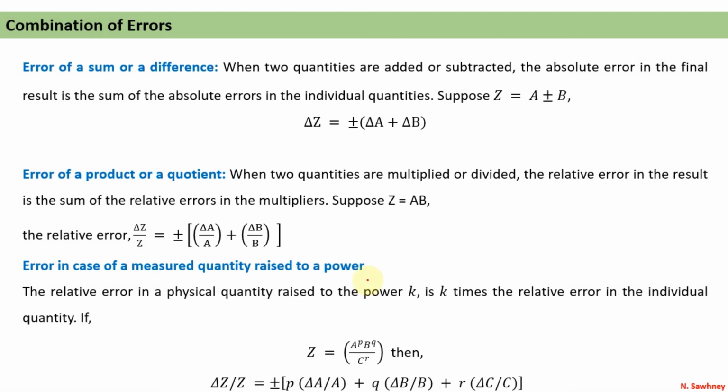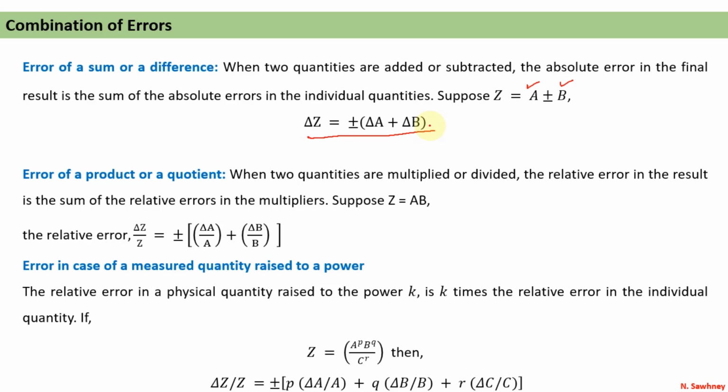When two or more quantities are combined together, then the error in the resultant is also noted. So, let us see that. The error in the sum or difference of two quantities. Here we have considered two quantities as A and B. If we are adding or subtracting the two quantities, then in the resultant, the absolute error in the combination of the two quantities will be simply the addition of the individual absolute errors.